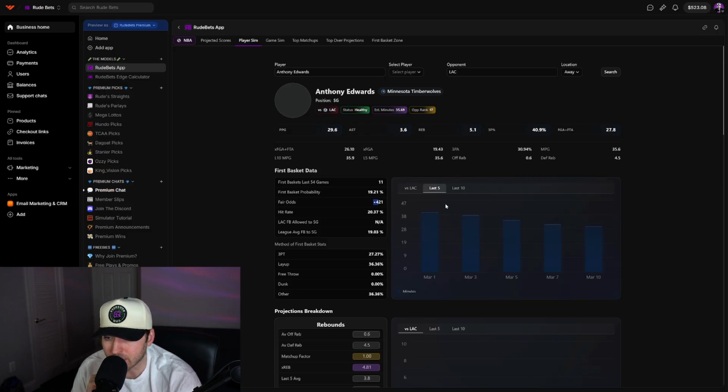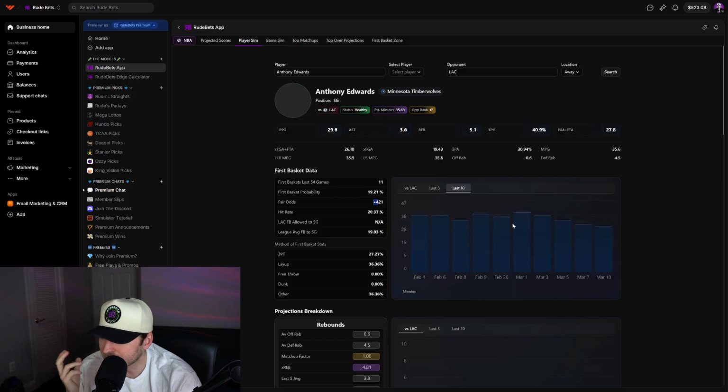This first graph is for minutes. Once again, the first tab, if there's any data to populate recently versus the opponent, it'll populate. If not, it won't. Last 5 and then last 10 games overall. These are just the number of minutes he's played in each of these games. Once again, for a player like Ant, it doesn't matter too much. But for role players, it's really nice to be able to quickly see, is he steadily getting minutes or is the guy volatile, right?